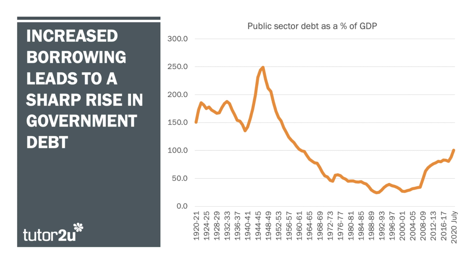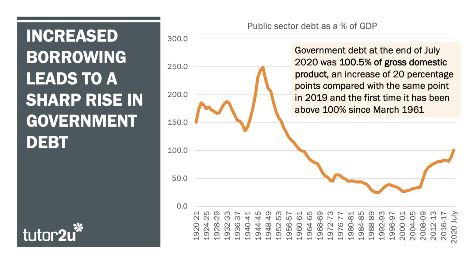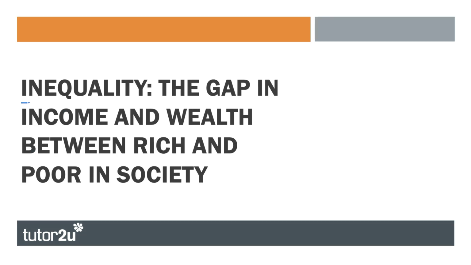debt. So this is the amount of debt that the government has as a share of GDP all the way back to 1920-21. You can see how high debt was at the end of the Second World War, and you can see here now that UK government debt at the end of July 2020 was over 100% of the size of the economy, 20 percentage points higher than 2019. The first time government debt's been above 100% since pretty much the 1960s.